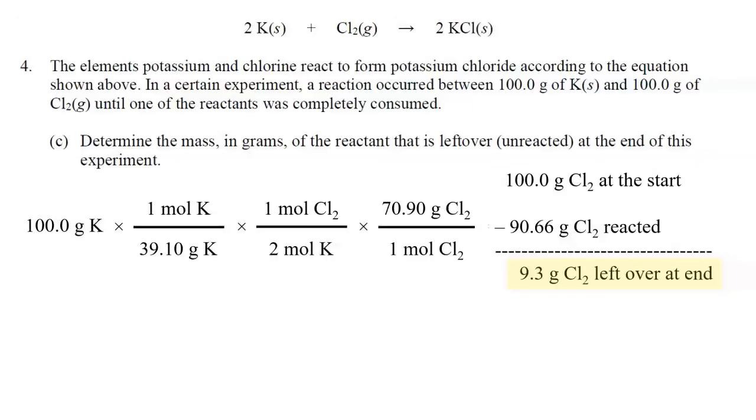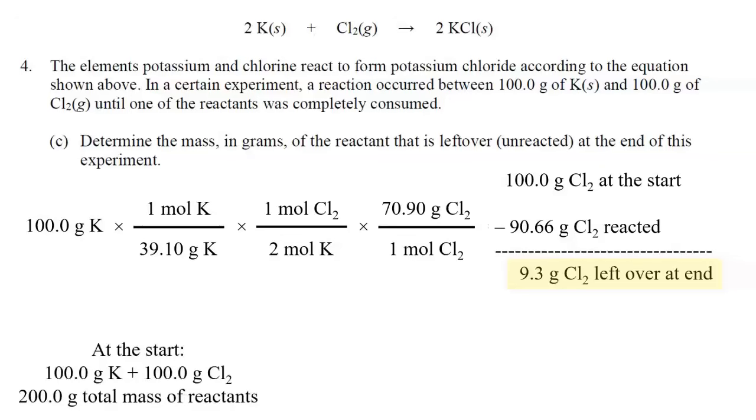Another way to figure it out is to say, well, we began with 200 grams as the total mass of the reactants, and then our theoretical yield of KCl that came from the limiting reactant was 190.7.